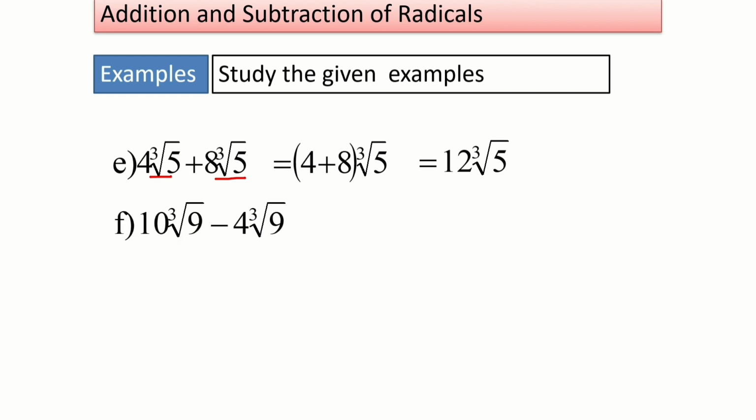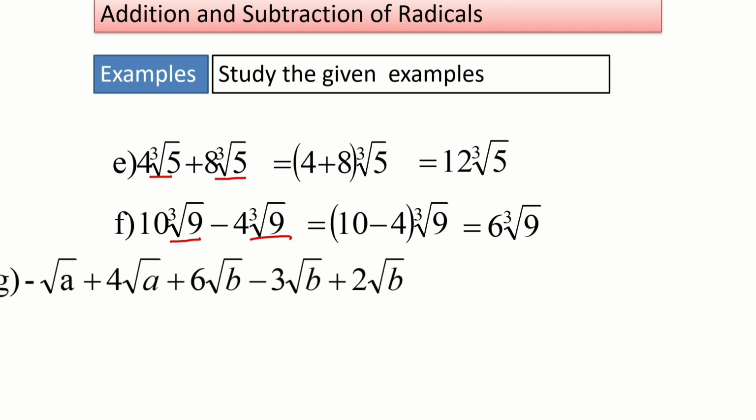For letter F, we have 10 cube root of 9 minus 4 cube root of 9. Again, we're going to factor out cube root of 9. So that is why we have 10 minus 4 times cube root of 9. What is 10 minus 4? Our answer here is 6 cube root of 9.